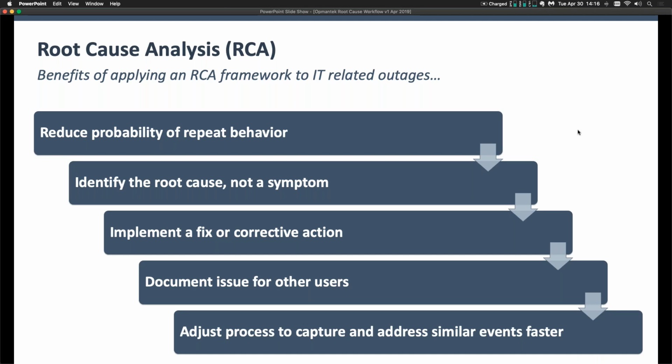And fifth, it allows you to adjust process to capture and address similar events faster. So if you see that on Monday I'm missing apples, and why am I missing apples? Oh, this is why I'm missing apples. And then on Wednesday you're missing oranges. You have a similar issue, and then you can look back and say, well, we had an issue earlier and we documented it about apples. Maybe there's something similar there, or maybe we can learn from how we troubleshot the missing apples to figure out why we're missing oranges today.